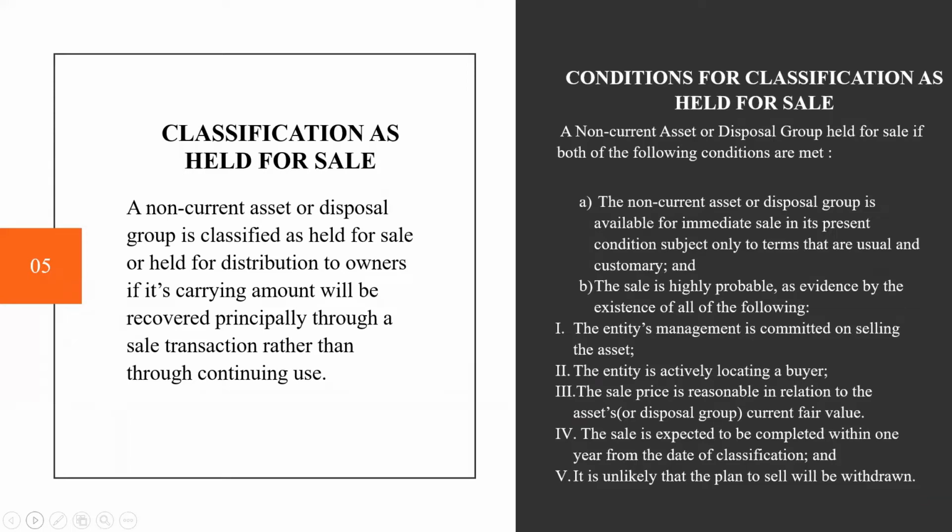Letter B. The sale is highly probable as evidenced by the existence of all the following. First is the entity management is committed to selling the asset. Ibig sabihin, may commitment siya or plano na ibenta yung certain asset na gusto niyang ibenta. Letter B. The entity is actively locating a buyer. If may plan na siya and commitment to sell an asset, dapat simulan niya na yung paghahanap ng buyer na willing bumili ng binibenta niyang asset.